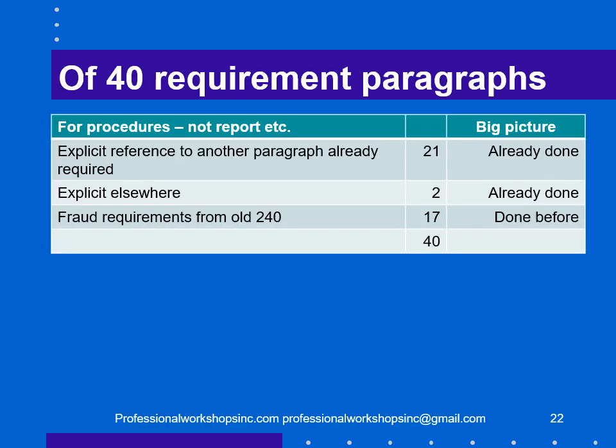Now there are 40 requirement paragraphs. Either there was explicit reference to another paragraph already required, that was 21 of them, so that's stuff that's already done. 2 were explicit requirements elsewhere, so those were already done. And there were 17 fraud requirements from old 240. So we've basically either done them before or already done. The 21 additional requirements are as required by 315 for fraud and error, do it again for fraud. I don't know that that improves anything.